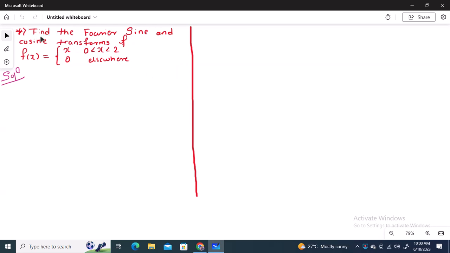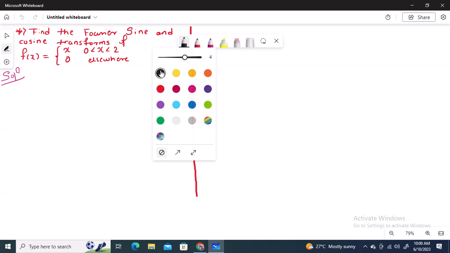You can see, find the Fourier sine and cosine transform of f of x equal to x where x lies between 0 to 2, and f of x equal to 0 in all other cases. For this particular problem, we have to find out the Fourier sine and cosine transform both. In the beginning class, we just gave the formula for Fourier sine and cosine transform. So using that, we have to solve this problem. Very simple concept. We can easily solve this now.